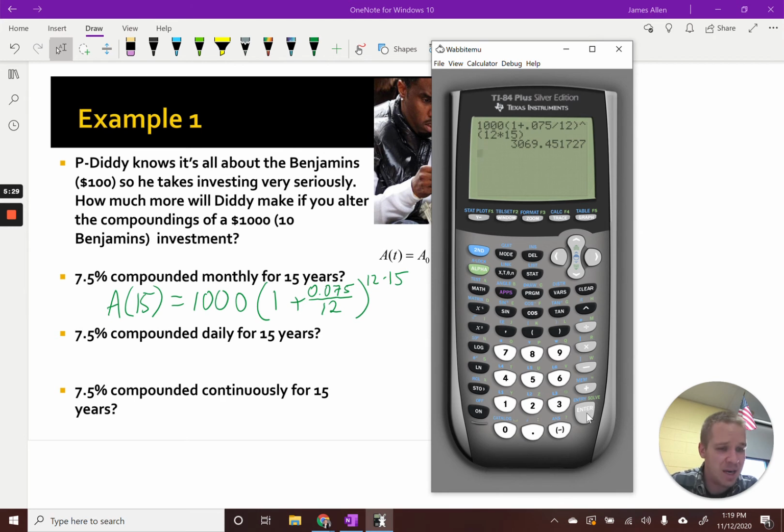Just having the money sit there, because that money is making money off the money that made money, and making money off that money that made money prior to making that money. It's compounding. Okay, so what about if we compound it daily?